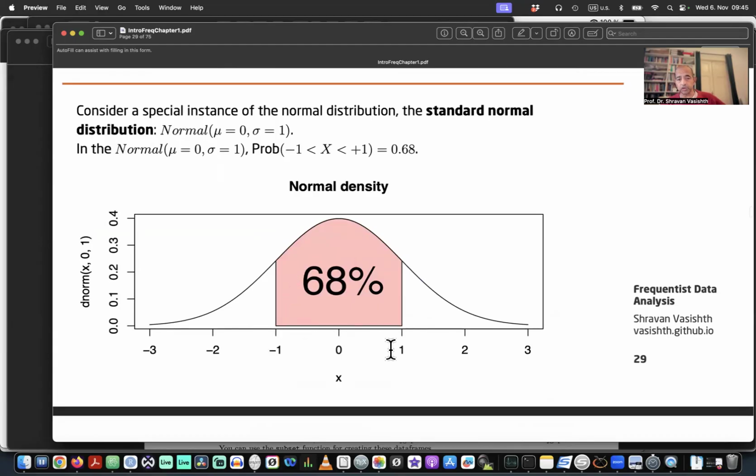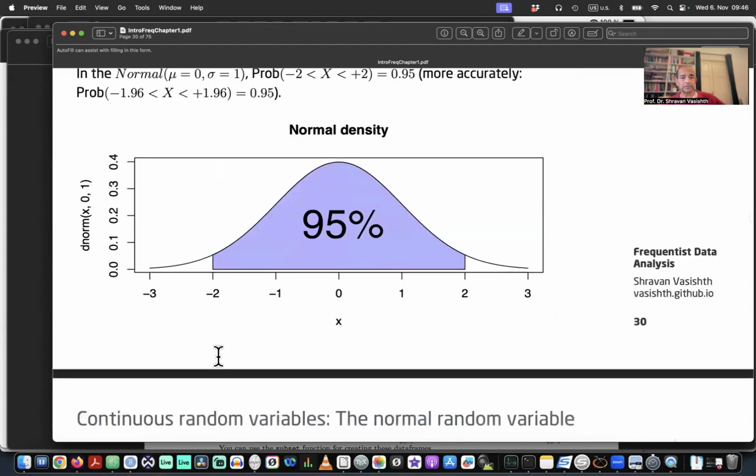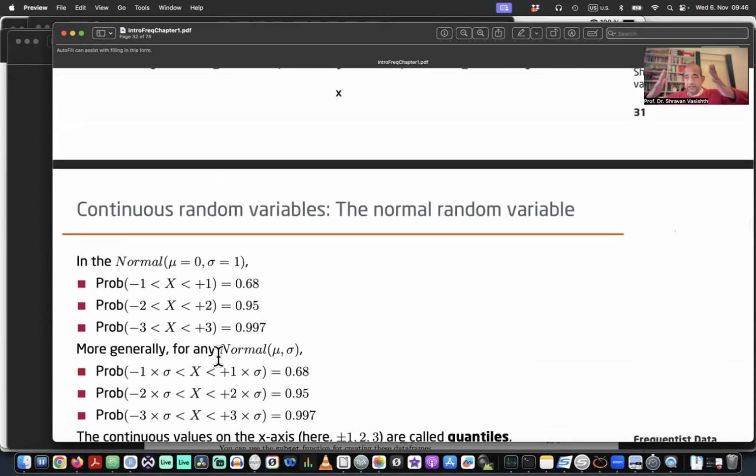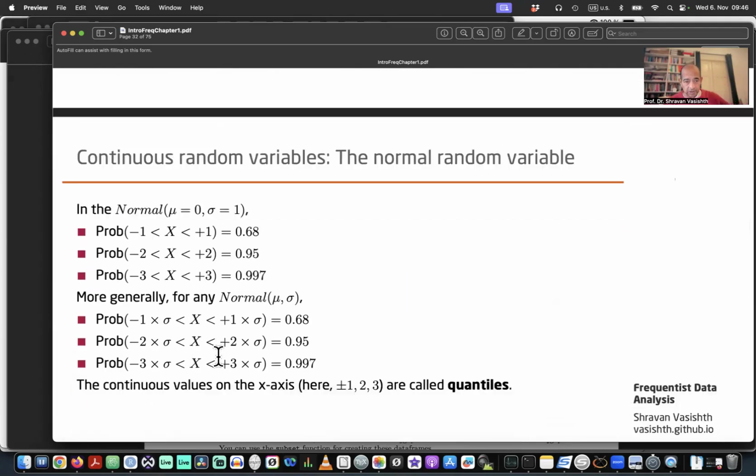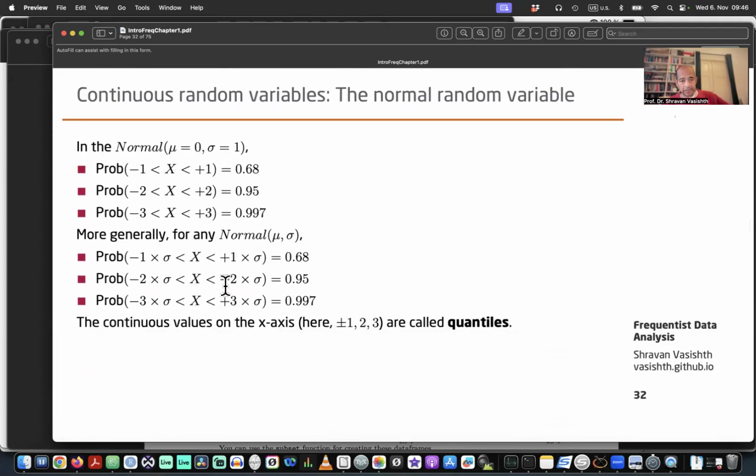But if standard deviation was 2, then this range that covers 68% of the area under the curve would be +2 and -2, right? So it depends on the standard deviation, because remember, the standard deviation controls the spread of the distribution. So minus and plus 2 times the standard deviation to the left and right of the mean will cover 95% of the area under the curve, and minus and plus 3 times the standard deviation to the left and right of the mean will cover 99.7% of the area under the curve, right?